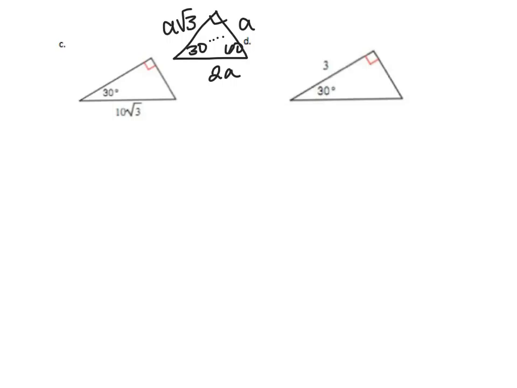Okay, so here we go. The side that I know in my triangle that's given is 10 root 3. That's a hypotenuse of 2A. So I'm going to take 2A, I'm going to set it equal to 10 root 3. To solve for A, I'm going to divide by 2.